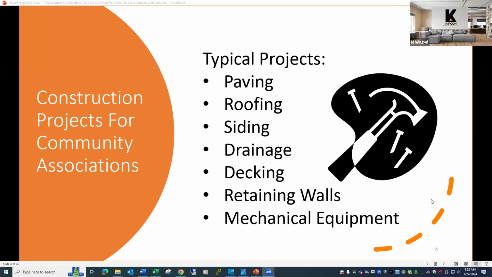So within an HOA community, and I would imagine everyone here today is somehow involved with these types of projects, whether you are a property manager or a resident or on the board, these are generally the types of projects that HOAs encounter. Of course, there are many types of common elements, but these are the most common, I would say. Paving and roofing, any kind of building envelope work within communities are usually the more expensive, larger types of projects. But as we can see, there are many other types. There are decking, retaining walls, and mechanical equipment.